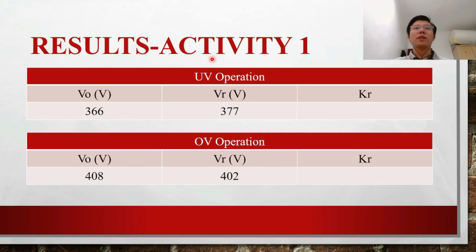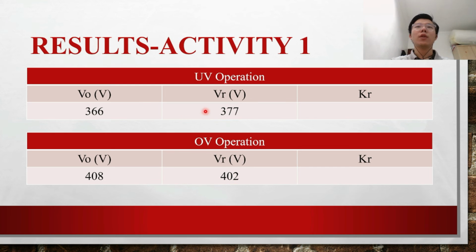The result for Activity 1, resetting ratio of under voltage or over voltage time relay. At the under voltage operation, the operating voltage VO is 360 volt and the relay voltage VI is 377 volt. At the over voltage operation, the VO is 408 volt, the VI is 402 volt.